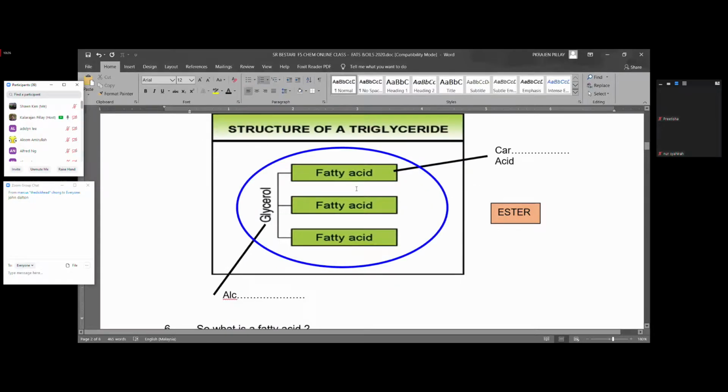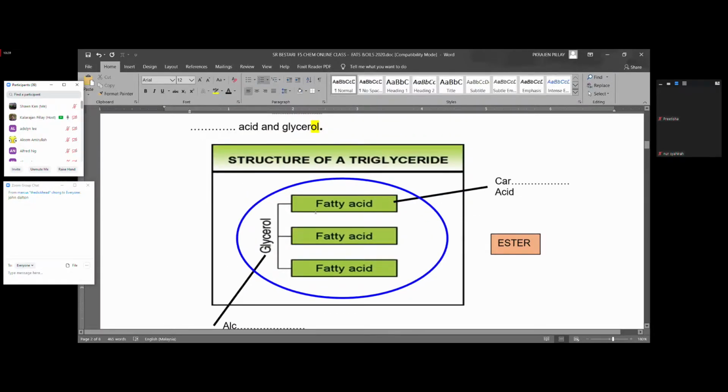What is a triglyceride? Note it down first. Can you see the fatty acids here? Three molecules of fatty acids combined with one molecule of glycerol. Can you see that? This is 3 molecules, 1 molecule, 1 molecule, 1 molecule, combined with glycerol, which is 1 molecule. And the whole thing becomes a fat.